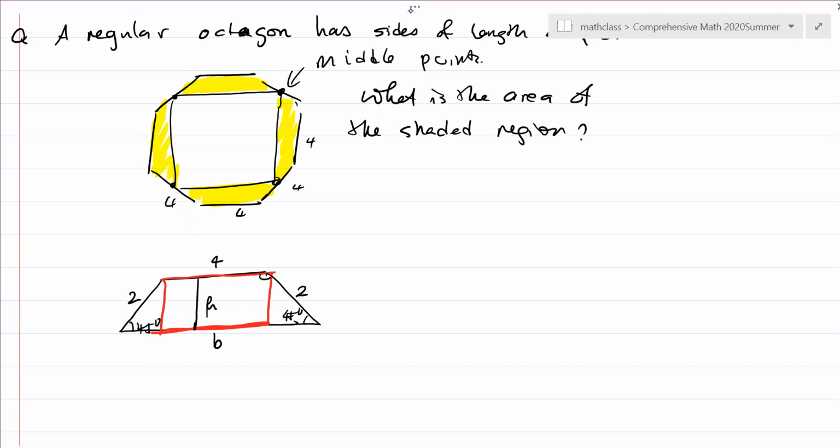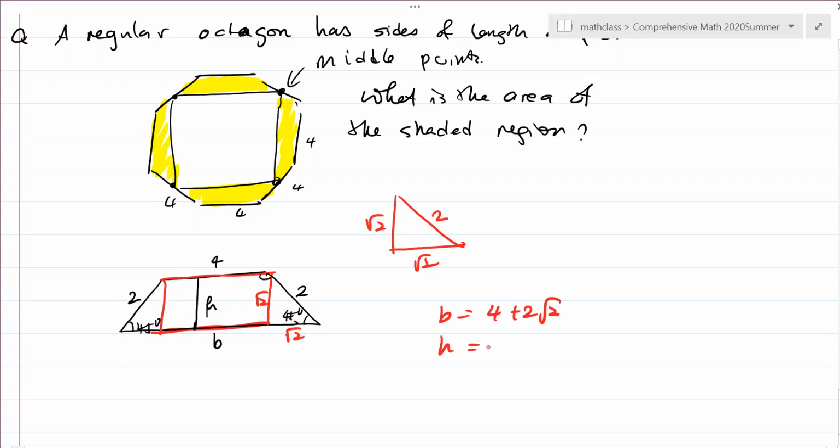So this is a rectangle. If you have a right triangle with this side 2, then the other side will be square root of 2, and this side will be square root of 2, right? It's the right triangle. If this side is 2, how about the other side? It is square root of 2 and square root of 2. So now it's clear, right? So B is going to be 4 plus 2 square root of 2. H is square root of 2.